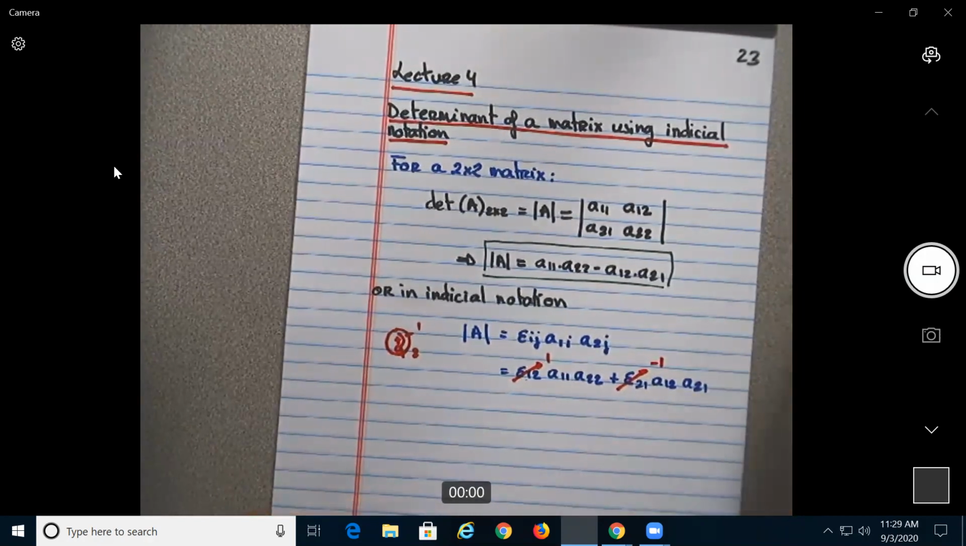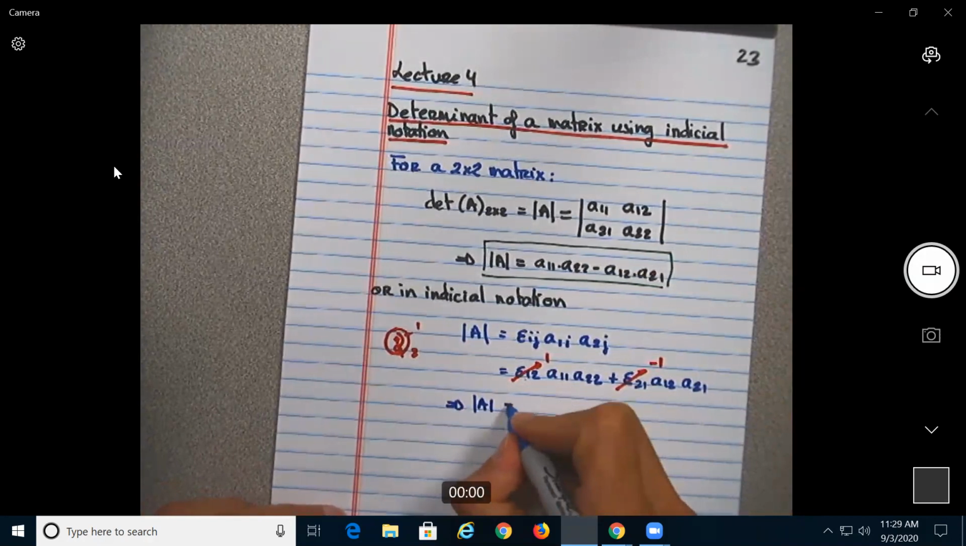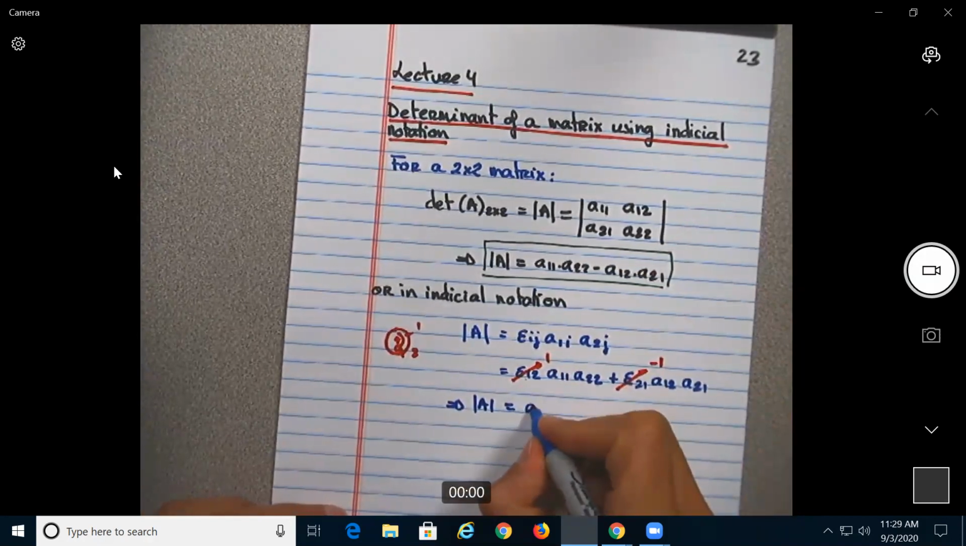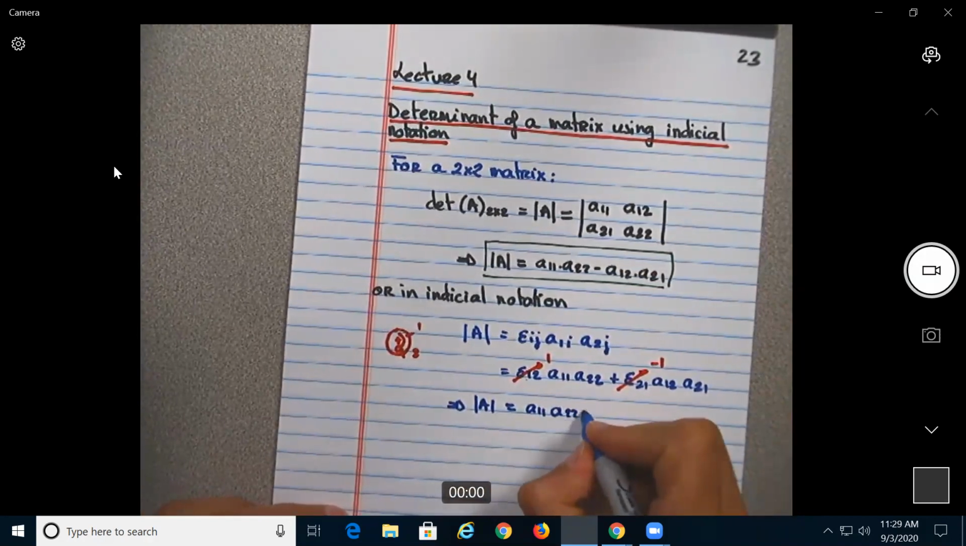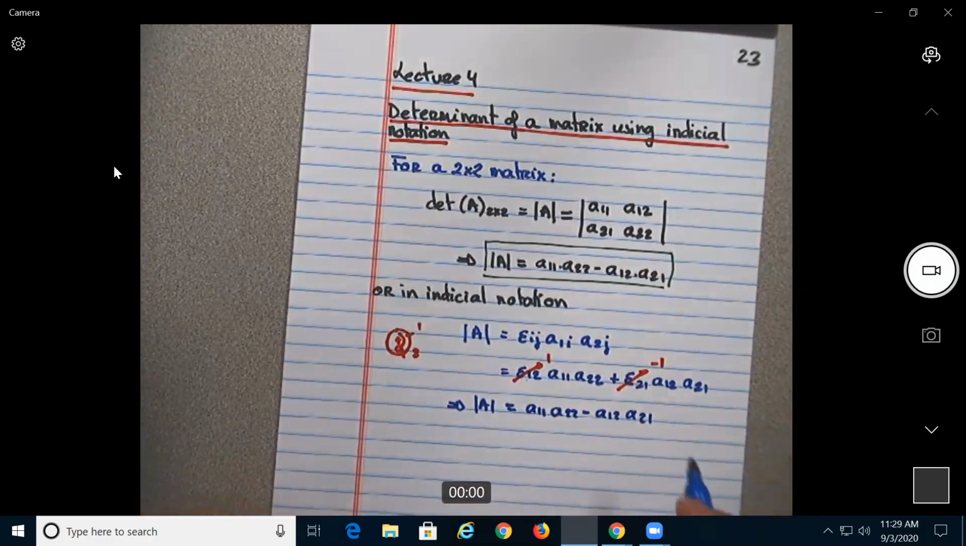Okay, so it's the same case as before. What happened is that I removed one of the indexes, okay, for 2D. So this will give you exactly the same result as previously, as over here. This will give you what? A11, A22 minus A12, A21. Okay? Obviously, as expected.